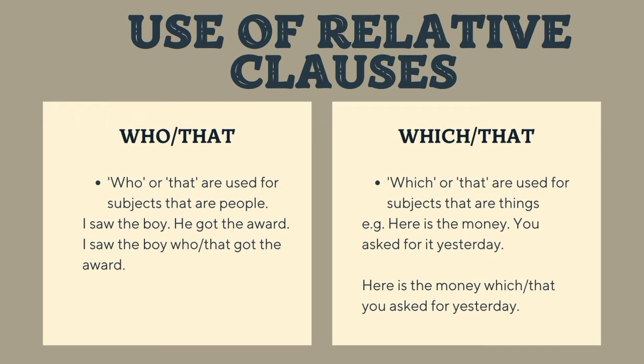Which and that on the other side now. Which or that are used for subjects that are things. Subjects that are what? Things. For example, here is the money. You asked for it yesterday. How can you join those two sentences? Here is the money which you asked for yesterday. Or here is the money that you asked for yesterday.